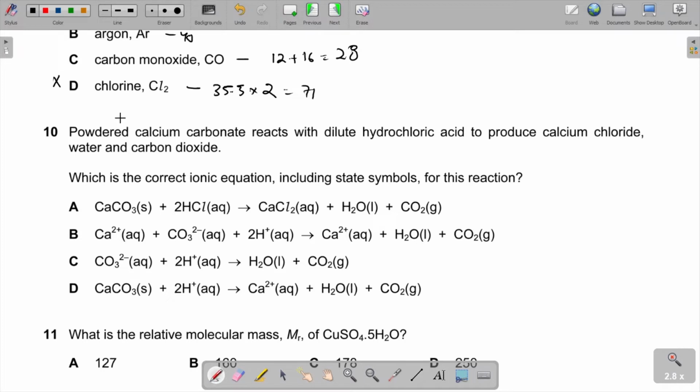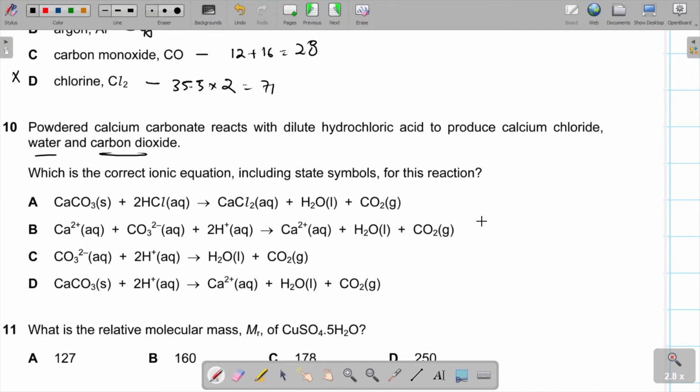Powdered calcium carbonate reacts with dilute hydrochloric acid to produce calcium chloride, water, and carbon dioxide. So let's go and try to write the equation reaction. So we have powdered calcium carbonate reacts with dilute hydrochloric acid to produce calcium chloride plus water plus carbon dioxide. We just have to put a 2 over here. Which is the correct ionic equation? So now we have to make this ionic. So let's go ahead and try to do this.